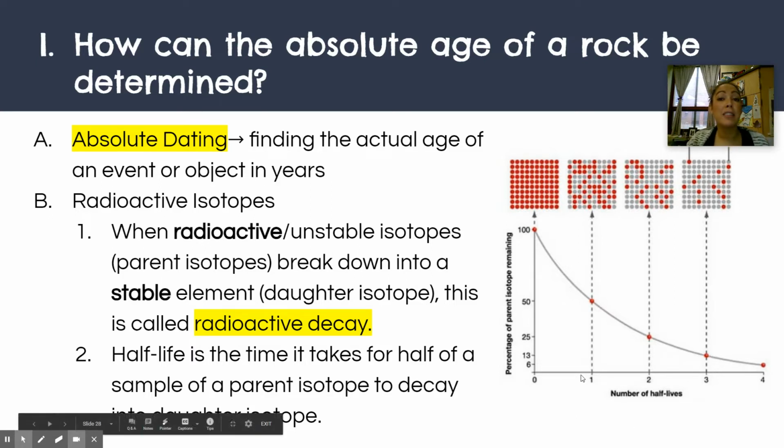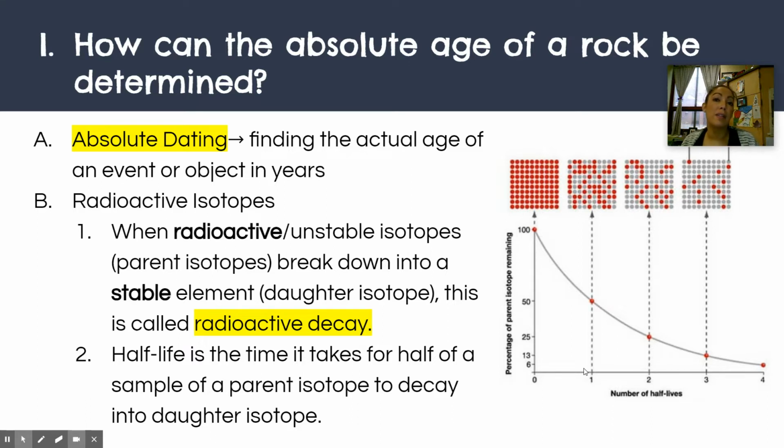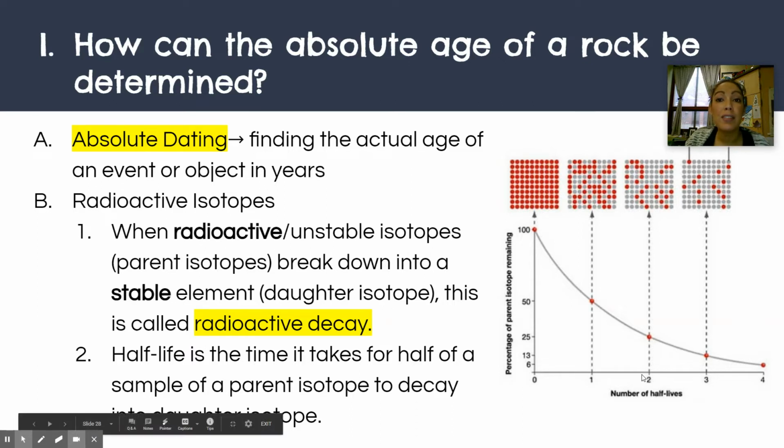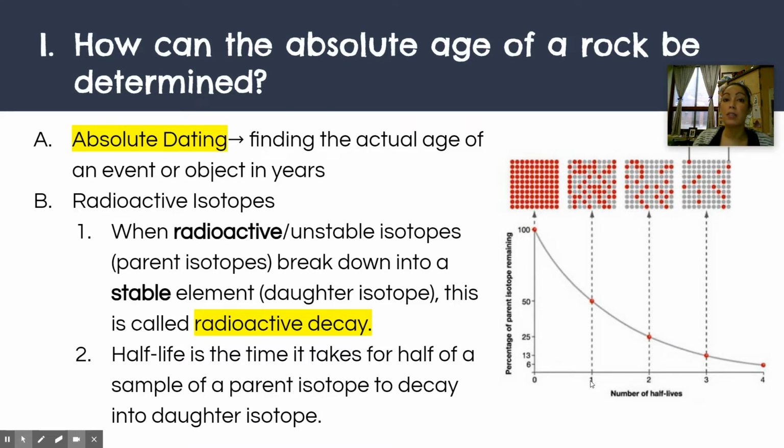Again, different elements have different lengths of half-lives. Carbon is like 5,000 years, maybe closer to 6. But other elements have half-lives in the millions and billions. What doesn't change, though, is that after one half-life, you'll have 50% broken down. After 2 half-lives, you'll have 25%. After 3 half-lives, you'll always have 12.5%. So if you know how long the half-life is of that atom, and you are able to figure out how many half-lives it has gone through, then you should be able to figure out how old that rock is.